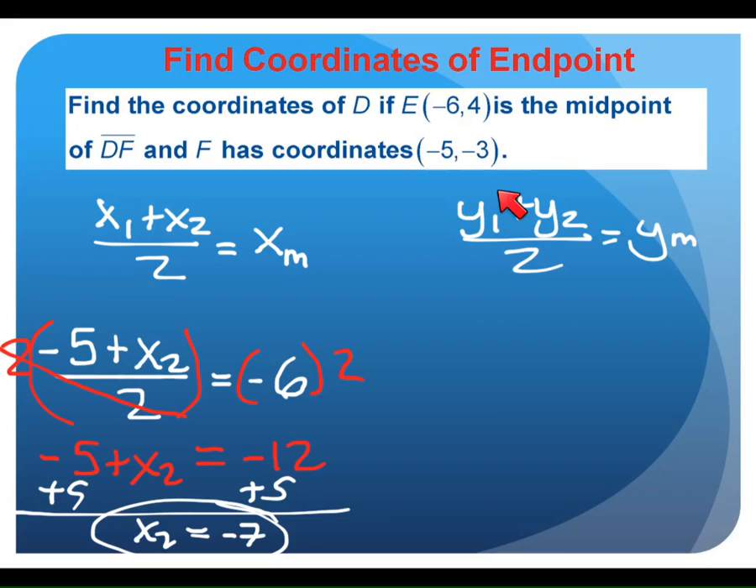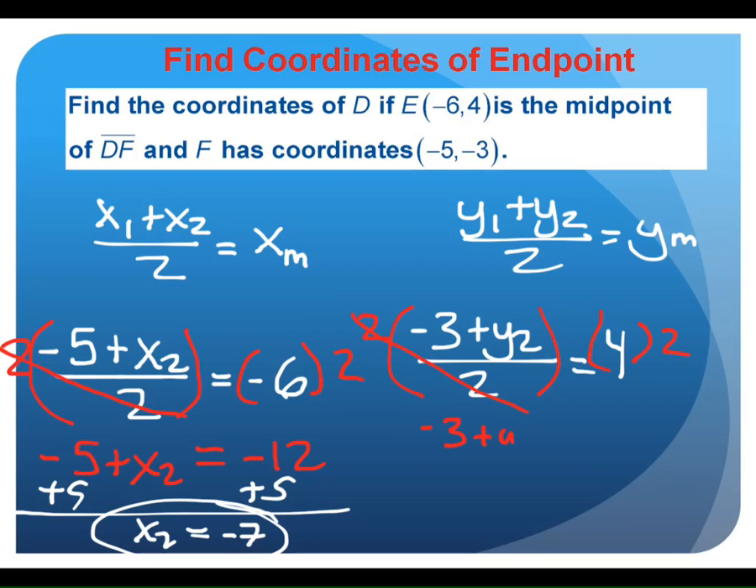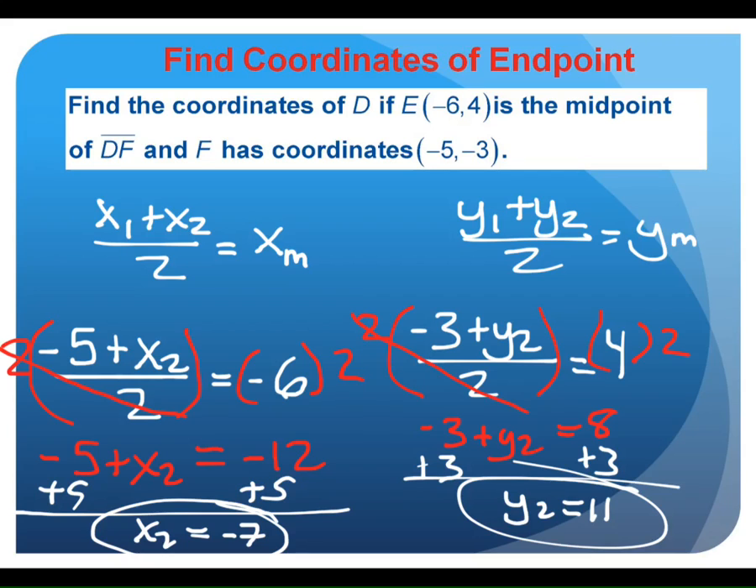Now I need to do the same thing for y. It gave me one endpoint at -3, so I'm going to plug that in. I don't know the other endpoint. I'll call that y sub 2. But I do know the y value of the midpoint. That's 4. And then I solve this just like I did the other one. Get rid of that division by 2. So I'll multiply both sides of this by 2. Those cancel. I get -3 plus y sub 2 is 8. I need to move that -3 to the other side. So I'll add. So I'm left with y sub 2 is 11. So the coordinates of the other endpoint are at -7, 11.